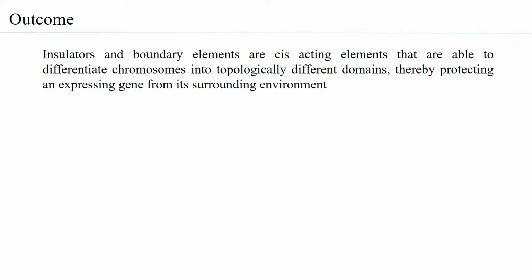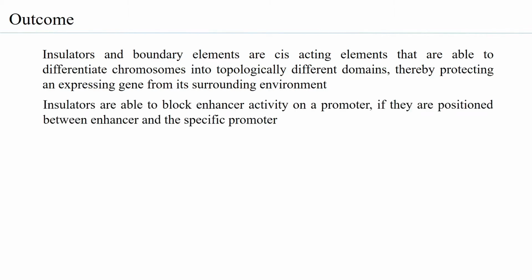Insulators and boundary elements are cis-acting elements that are able to differentiate chromosomes into topologically different domains, thereby protecting and expressing a gene from its surrounding environment. We'll come to understand this as we look at different examples. Insulators are able to block enhancer activity on a promoter. This depends on how the insulators are positioned. If they're positioned between an enhancer and a specific promoter, then the enhancer activity on that promoter can be blocked.